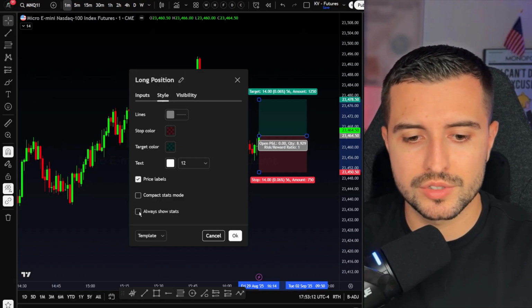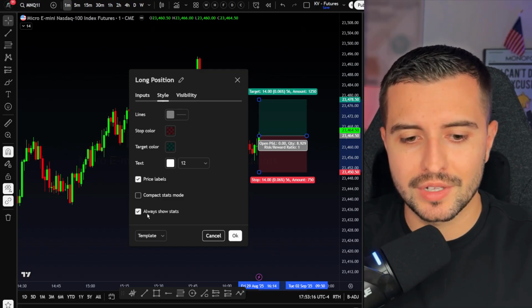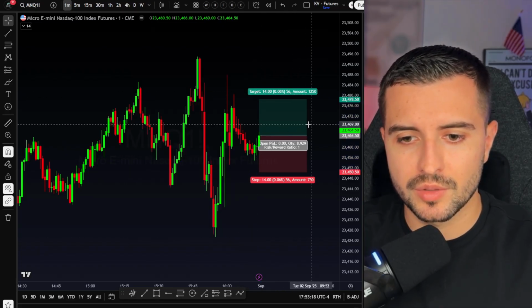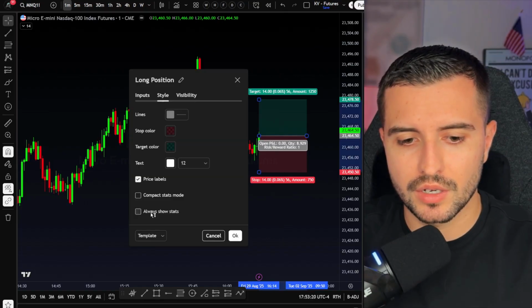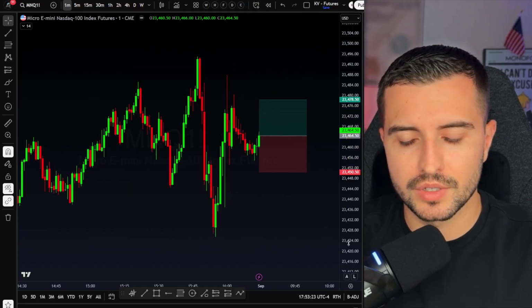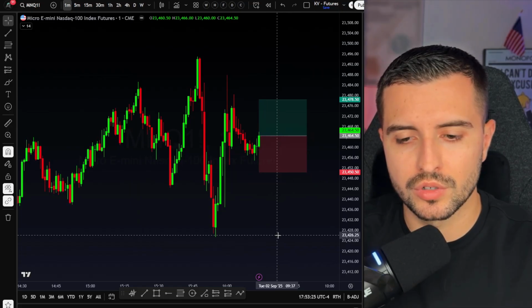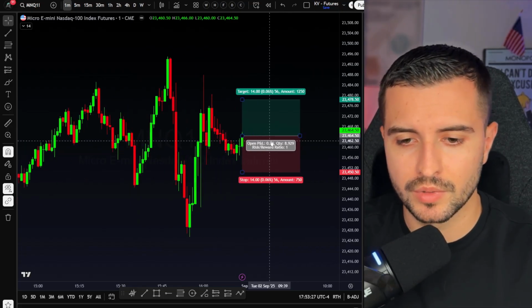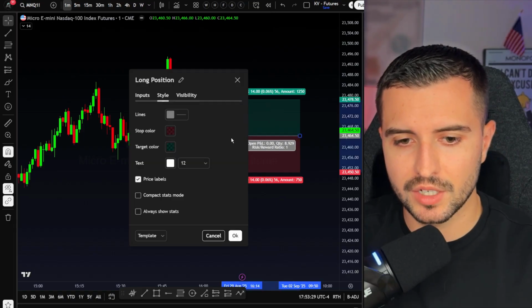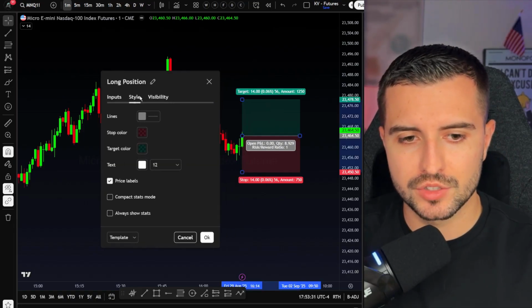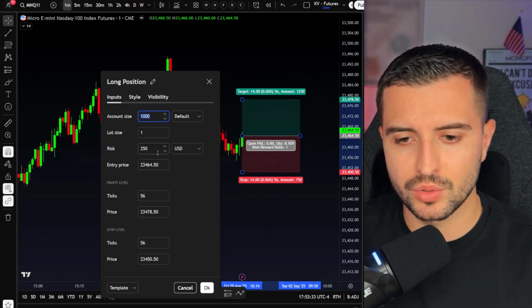You also can use "always show stats." It could get a little bit bulky because if you click that on, these numbers always stay on. If you click that off, they're not there anymore. It just shows when you hover on top of it, which is how I use it. But let's talk a little bit about what we just did there. We put our risk at 250.